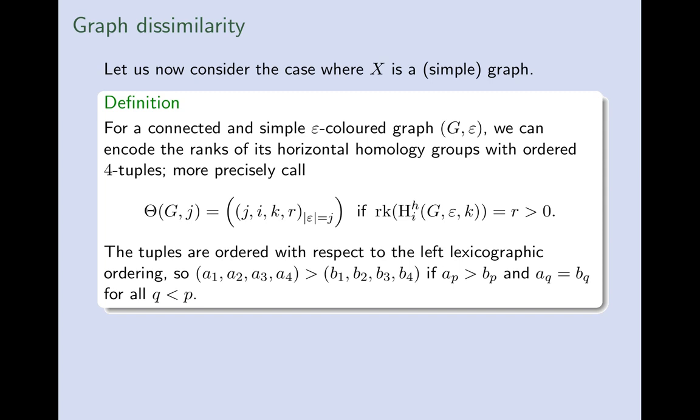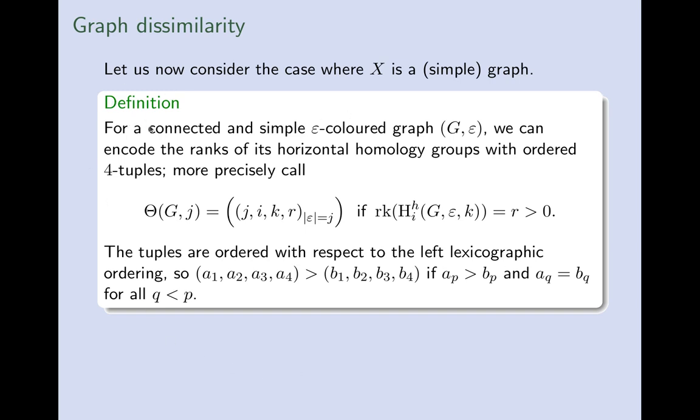We can now move to a slightly different application of the horizontal homology, and we'll use it to construct a dissimilarity function for graphs. So let's consider the case where the simplicial complex X is a graph, which of course will be a simple graph, meaning that between a pair of vertices you can have at most one edge and there are no self loops.